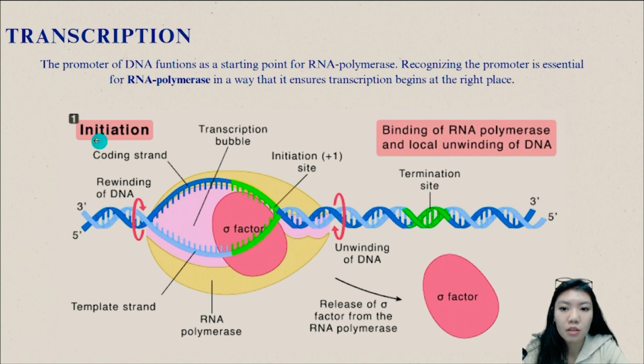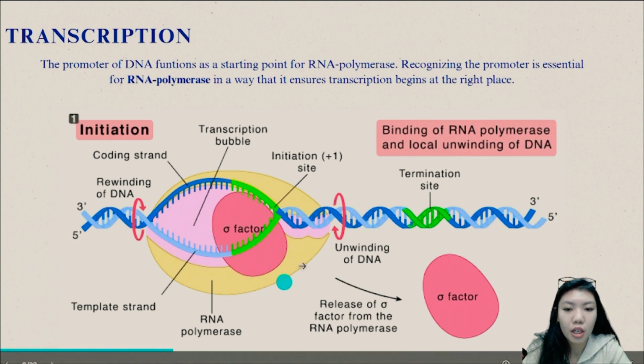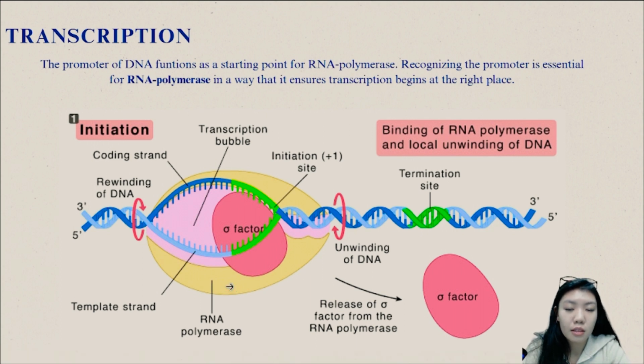As you see here, we can see the RNA polymerase. RNA polymerase is an enzyme which helps to start this process. It's an enzyme that catalyzes the process and gives us the opportunity to speed up the reaction. Here, we have the promoter. Recognizing the promoter is essential for RNA polymerase because it helps RNA polymerase to start the process at the right place.